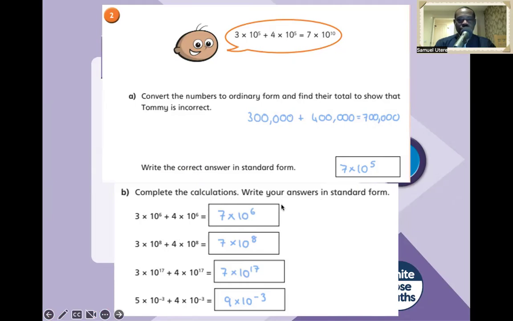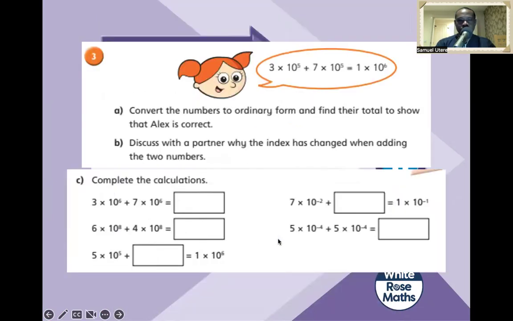Next, complete the calculation. Write your answers in standard form here. The powers are the same, so these are easy calculations. The powers will stay the same in your answer. You just need to focus on the first integers next to the powers in the standard form numbers. Okay. Pause the video and answer question 3 in 2 minutes.